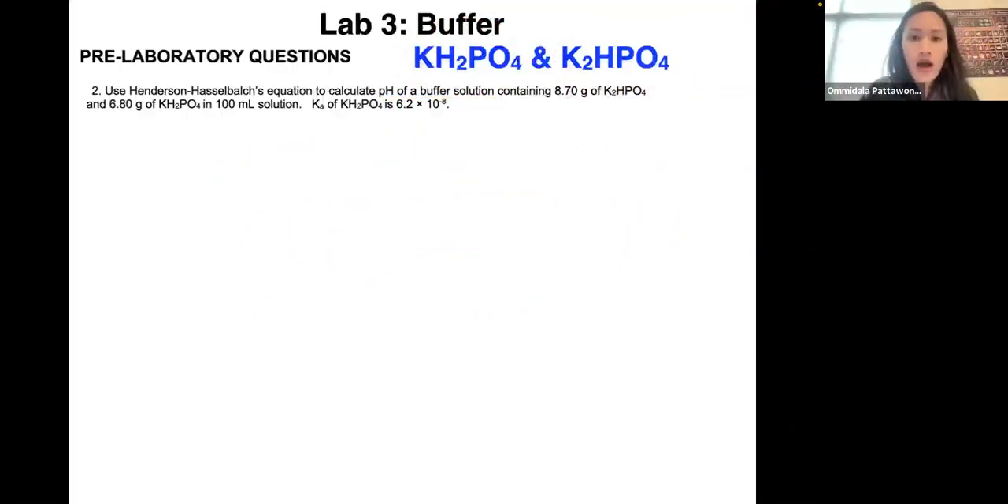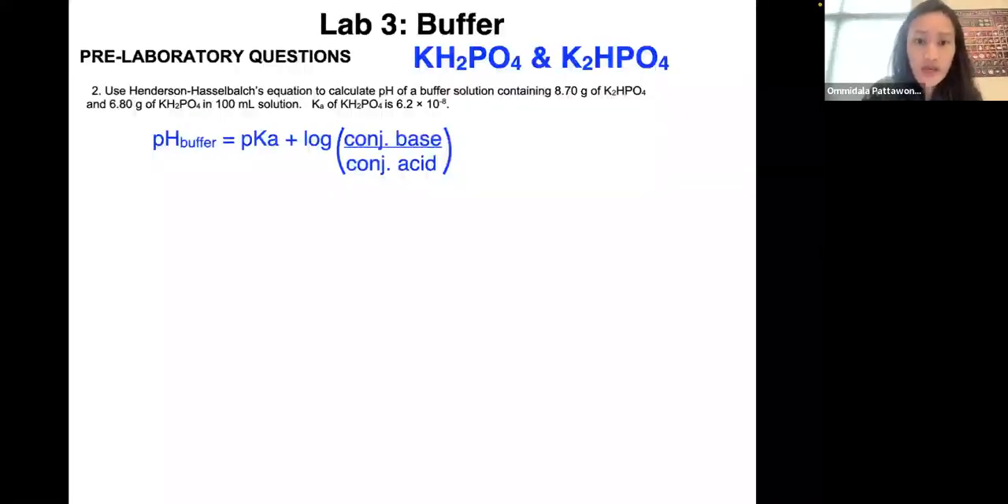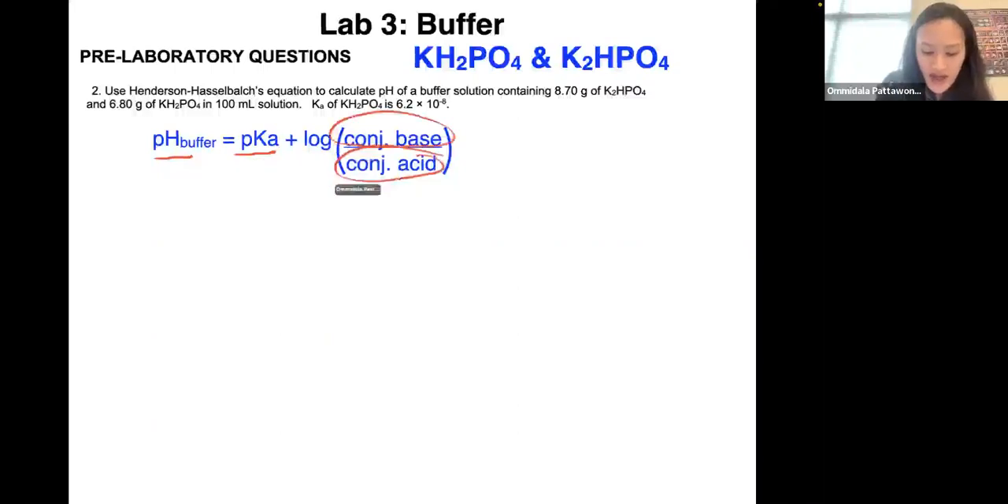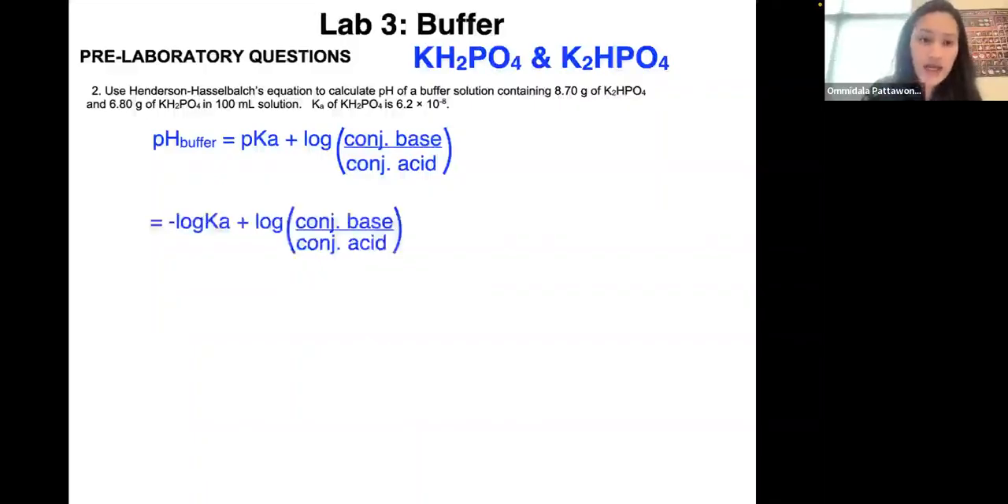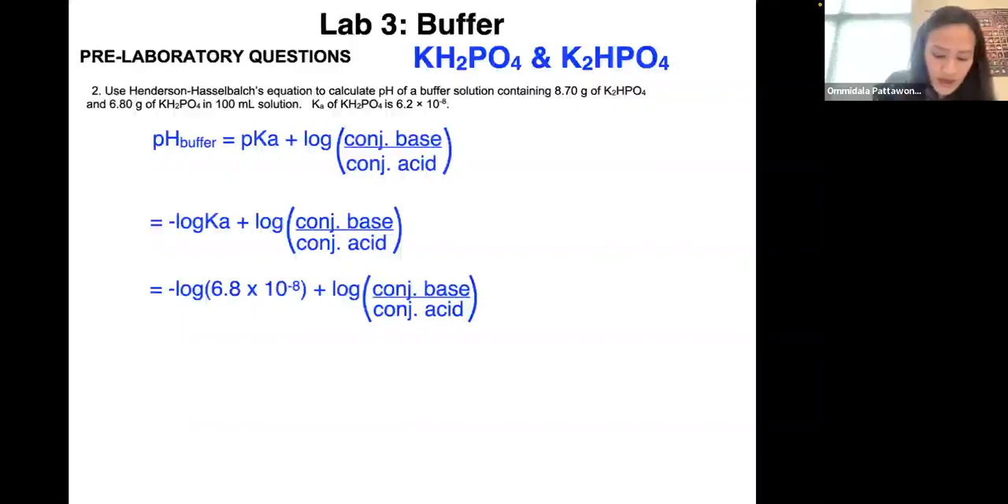How can we calculate the pH of a buffer solution then? Well, we are going to use the Henderson-Hasselbalch equation, which is written here. Note that this equation can only be used with a buffer solution. The pH of the buffer equals pKa plus log of conjugate base divided by conjugate acid. Note that the p scale is the negative log scale. So if I want to know the pKa, all I have to do is take the negative log of Ka. We are given the Ka, so I'm just going to add the value of Ka in here.